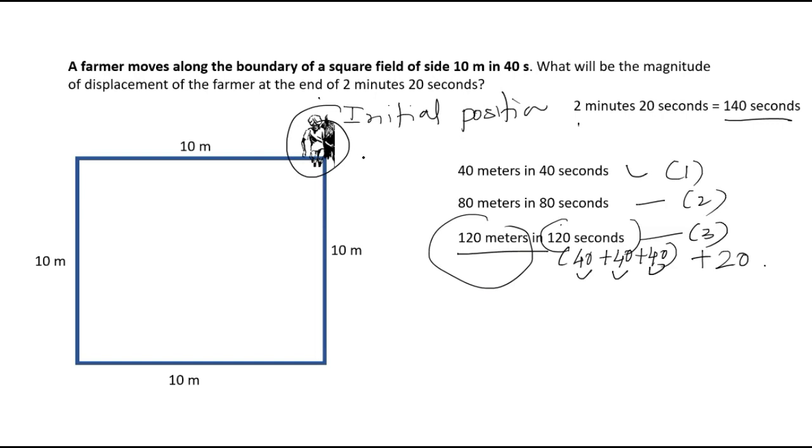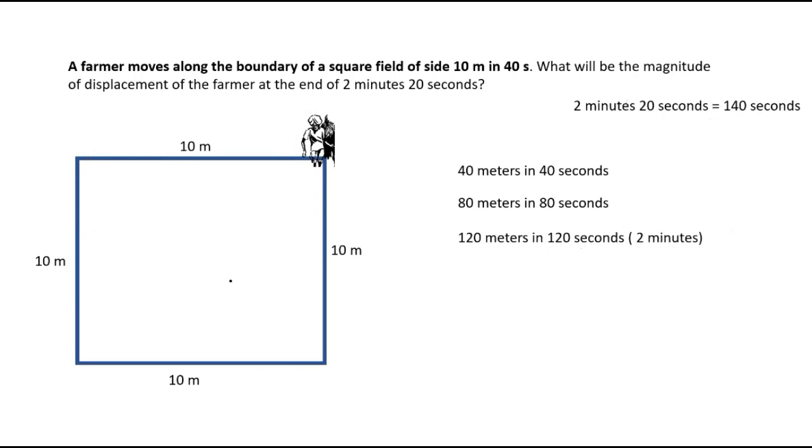Now again 20 more seconds left. 2 minutes are over now, and for 20 more seconds, you can now easily tell me: if he covers one complete round in 40 seconds, in half of this round he will be covering only these borders, so for another 20 seconds he will be moving, and he will come somewhere here.